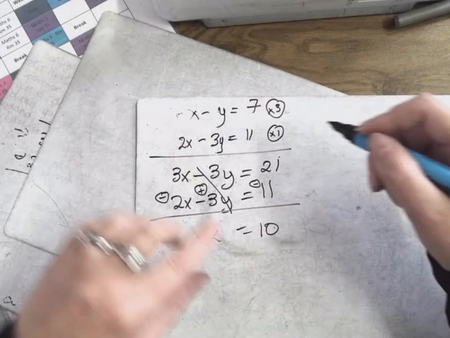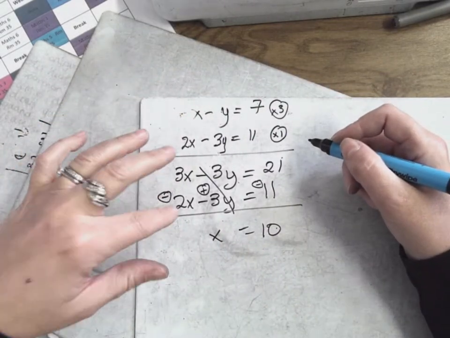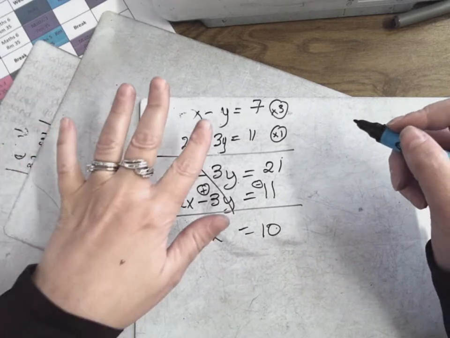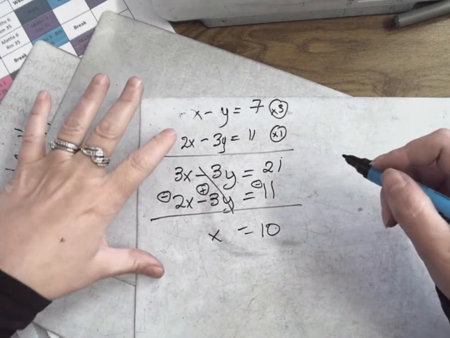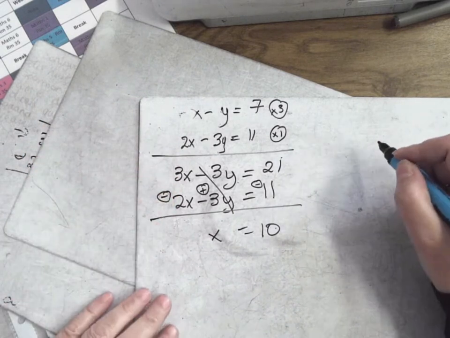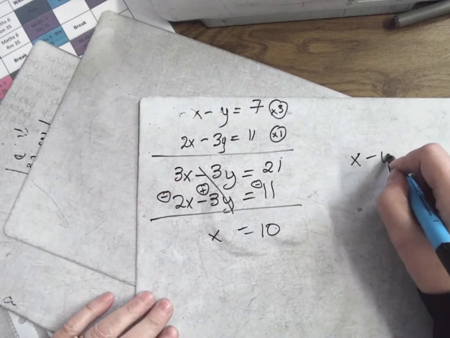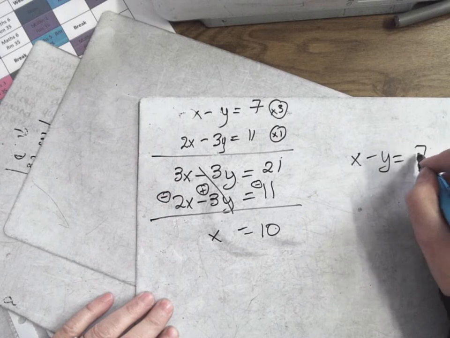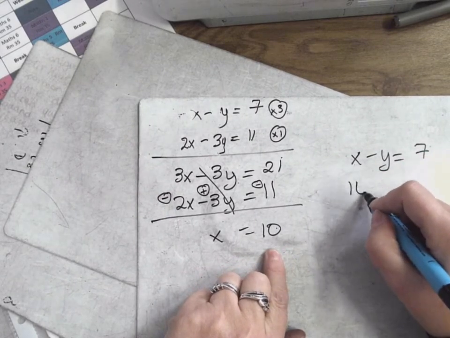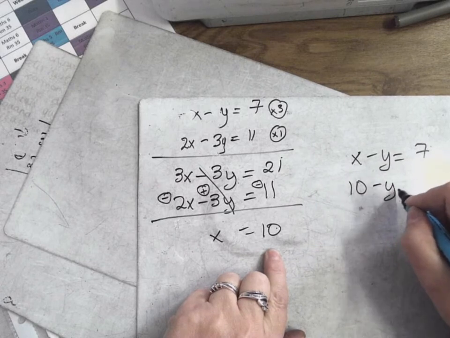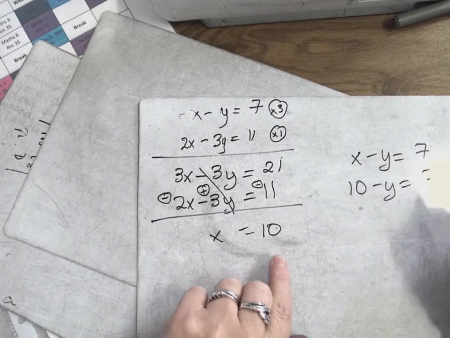Now you have a choice, 1, 2, 3, 4. You can take any of the equations. I always take the top one, just so I have a system. But you can take any of the 4 equations. So x minus y equals 7. But I've just figured out x stands for the number 10. So instead of x, I'm putting in 10. Right? Then I'm putting my y's on one side, numbers on the other.